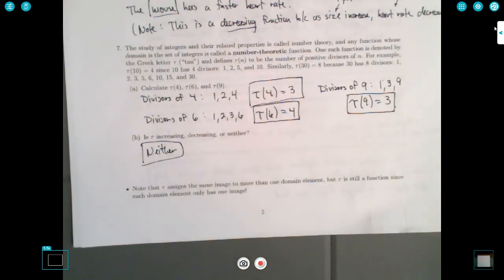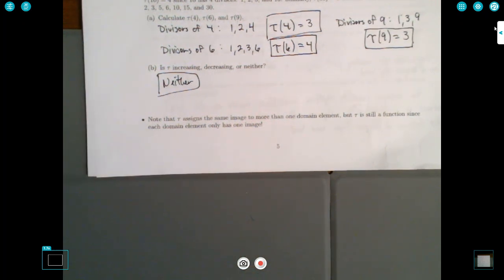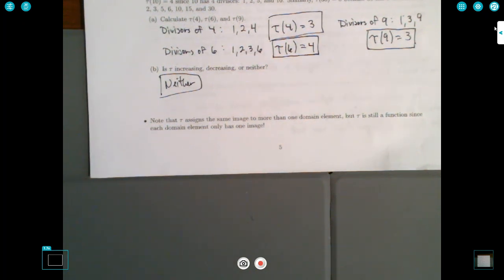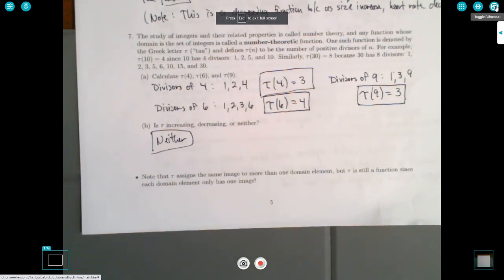Okay, and then the final note says, note that tau assigns the same image to more than one domain element, but tau is still a function since each domain element only has one image. Yep, each input has only one output. However, you do have multiple inputs going to the same output. That's okay, though. You just can't have one input going to multiple outputs. Okay, so that's all I want to say about functions, or at least an introduction to functions.